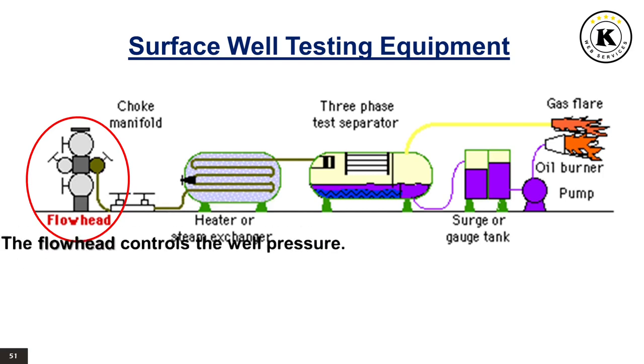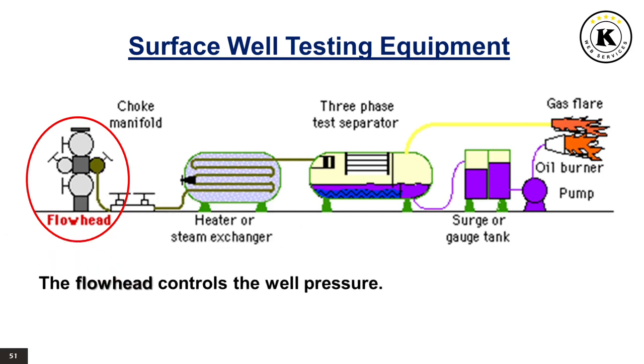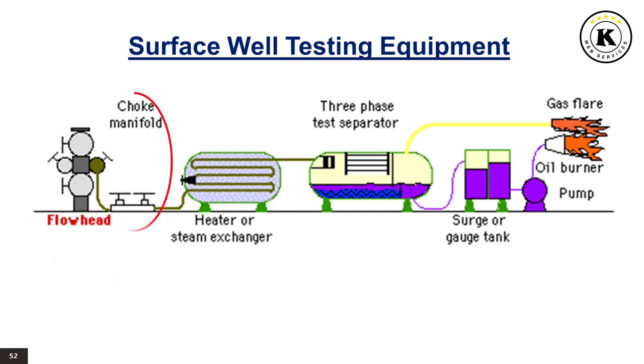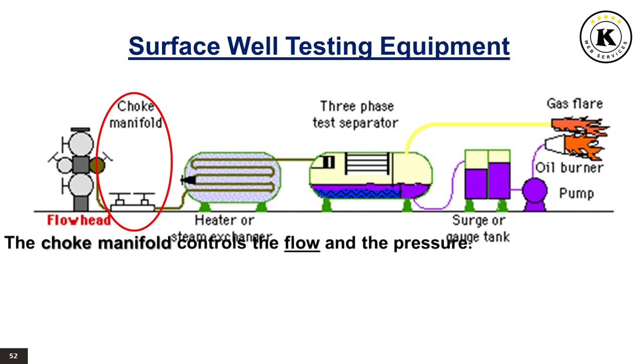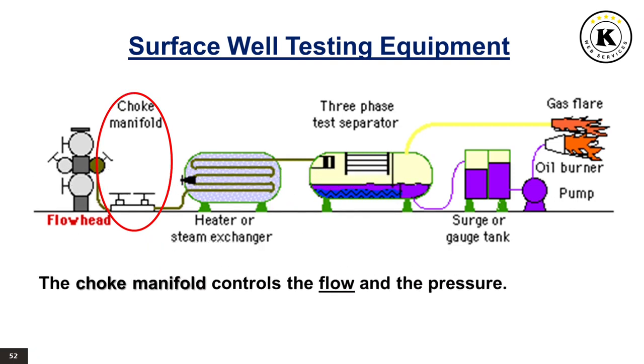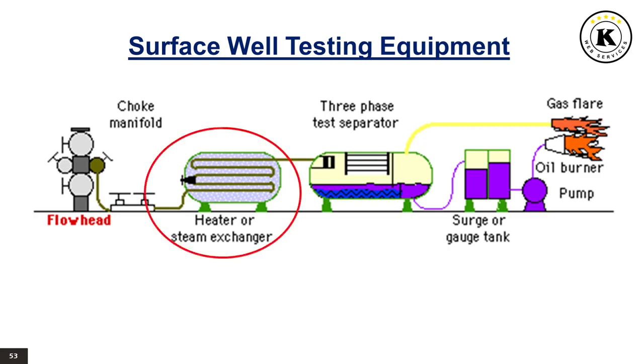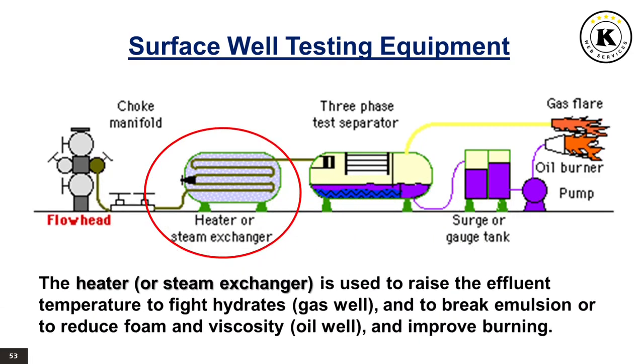The flow head controls the well pressure. The choke manifold controls the flow and the pressure. The heater, or steam exchanger, is used to raise the effluent temperature to fight hydrates in gas wells, and to break emulsion, or to reduce foam and viscosity in oil wells, and improve burning.